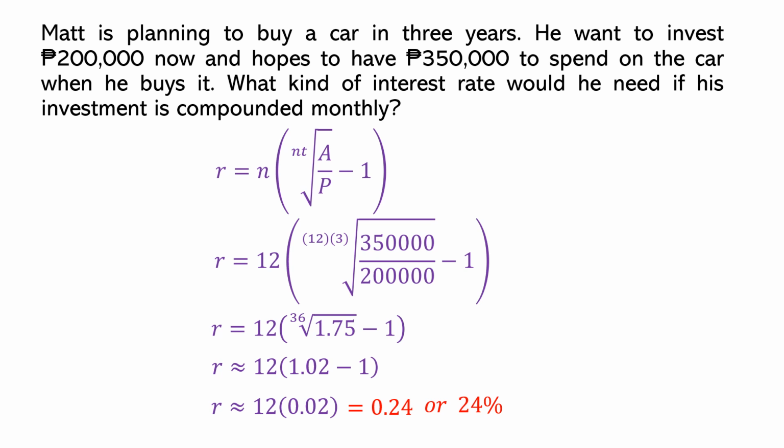So that means for him to get that 350,000 final amount at the end of 3 years, he has to invest it in a bank offering a very high interest rate, which is 24% compounded monthly.